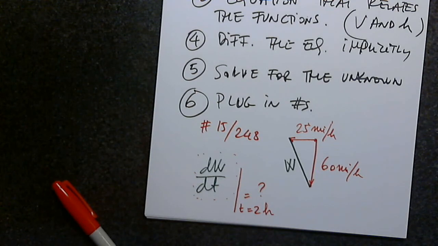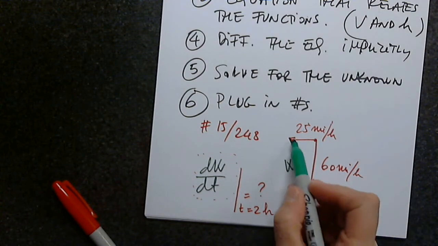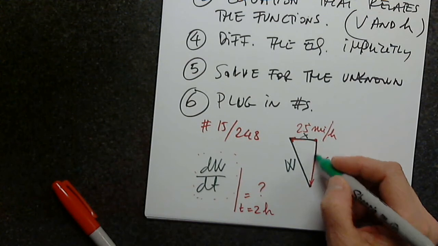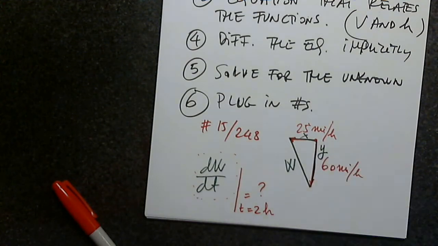One going south and the other one going west. So obviously I'm going to call this distance x. I'm very careful now. And I'm going to call this distance y, not x, because vertical is y and horizontal is x. Somebody warned me.